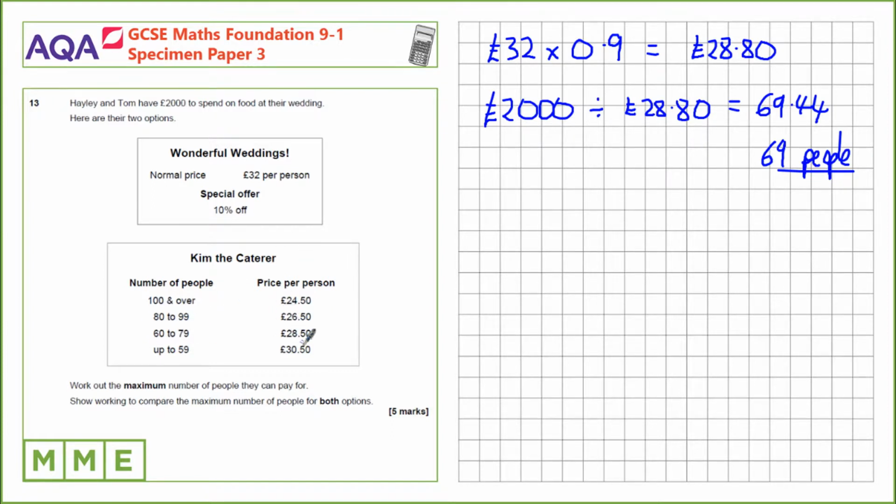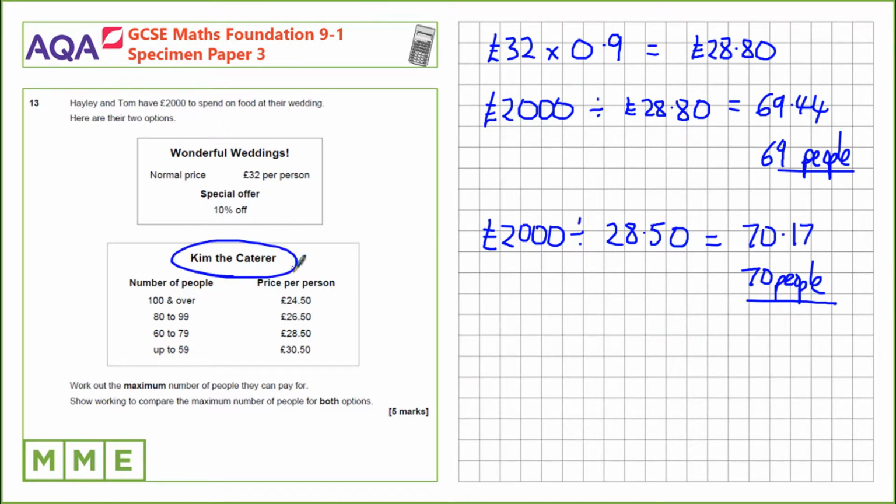So let's do the calculation for this one here, 60 to 79 at £28.50. So £2,000 divided by £28.50, which is 70.17, or 70 people. So the maximum number that can be catered for is 70 people, and Kim the Caterer is the better option.